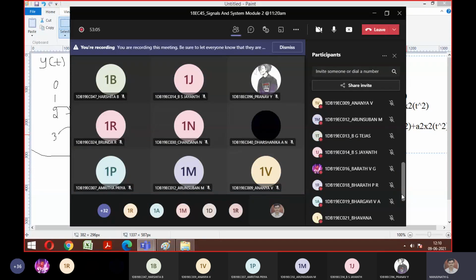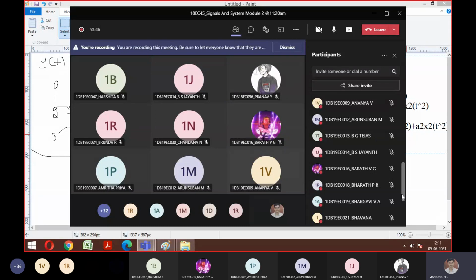Yes, Bharat, what's the answer? Is it causal or non-causal? Non-causal, sir. Why is it non-causal? Sir, when we substitute the value 2, y of 2 will be 2 square, we will get x of 4, sir. Good. So it means the output depends upon future inputs. For it to be causal, we have to get only present or past. Since it is depending upon the future values, you can conclude it is non-causal. Correct? Yes, sir.